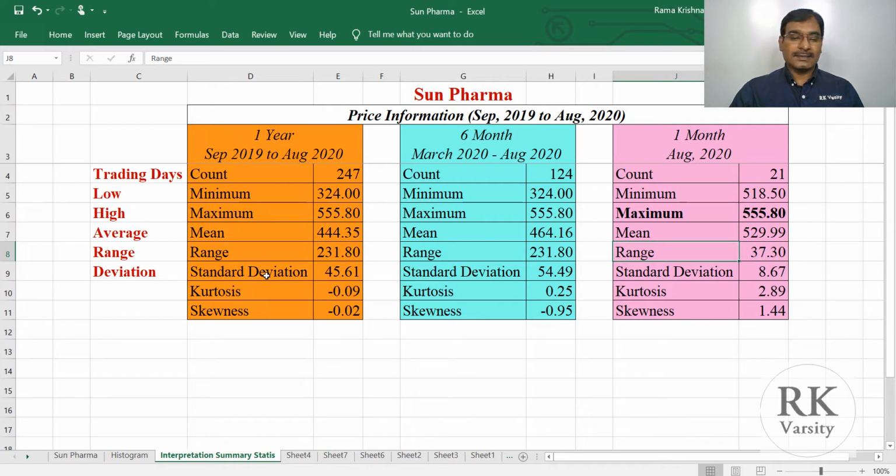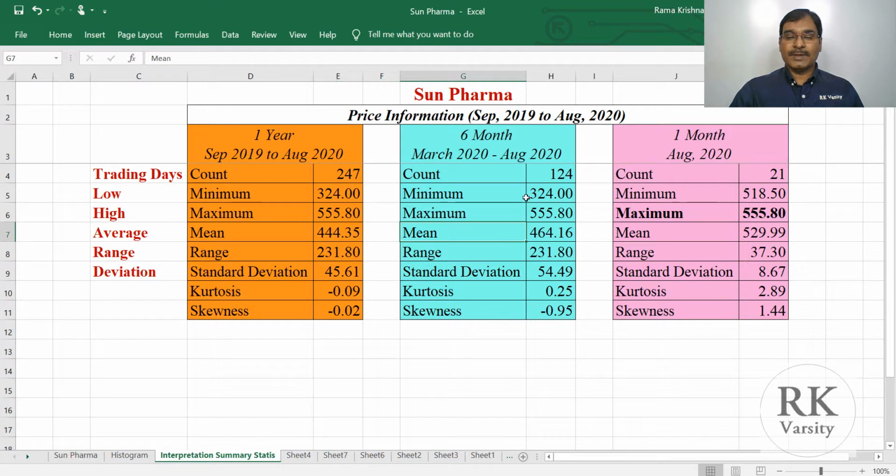And next, look at the standard deviation. The standard deviation explains how the stock price deviated from its mean value. In the case of September and August, the mean value is 444 and the standard deviation is 45. That means if you take one standard deviation, then on the right side the price may be 489, on the other side it may be 400.